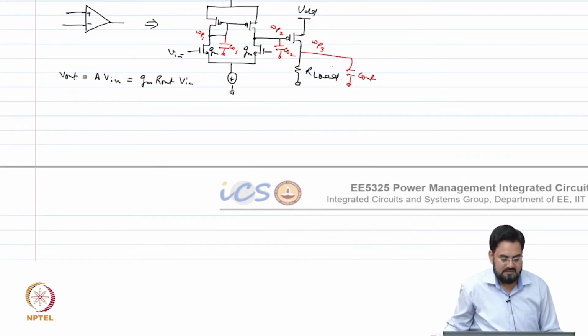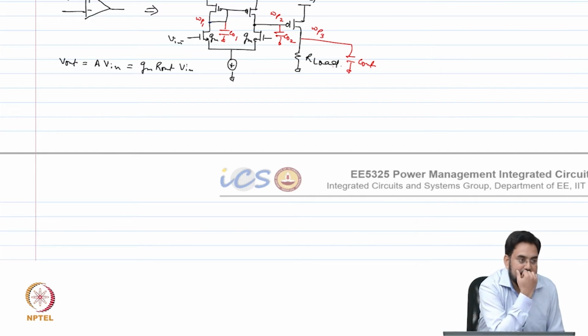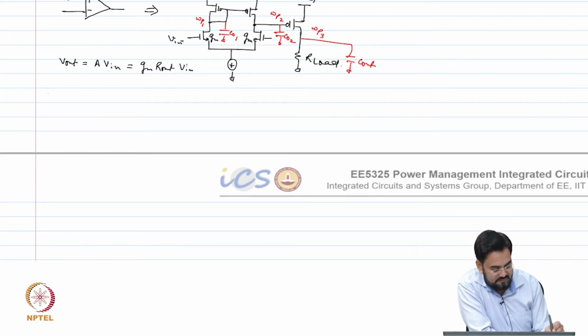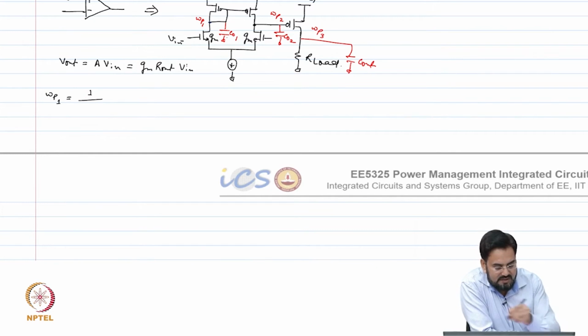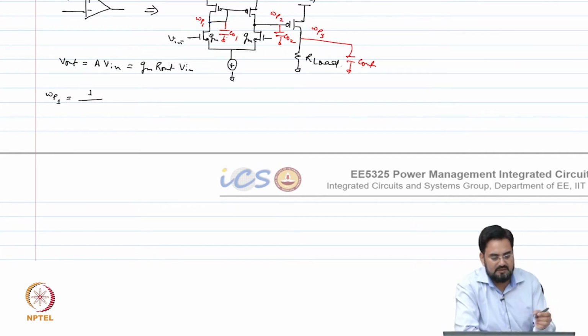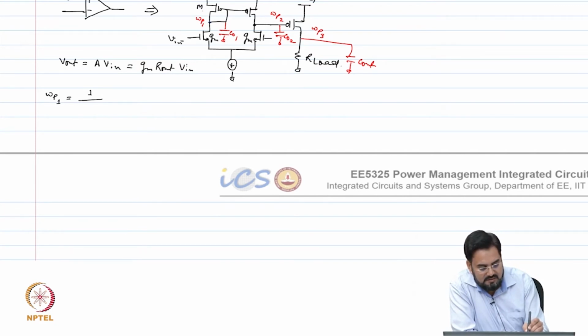Correct. So, how do we find that omega P1? What is omega P1? So, 1 over. What is the capacitor at this node? How many caps do we have here? So, if this is M1, M2, M3.